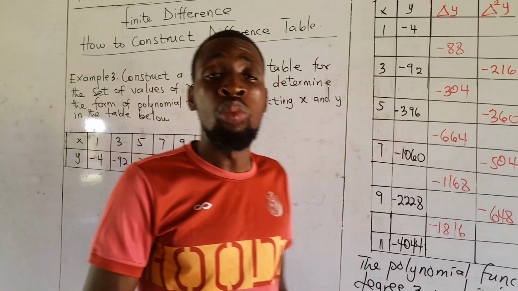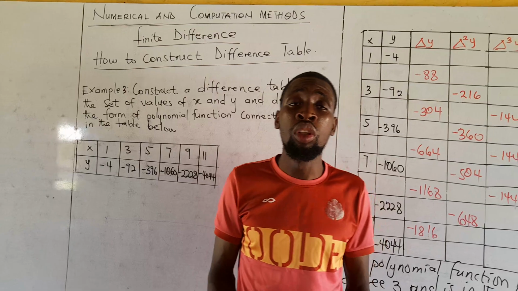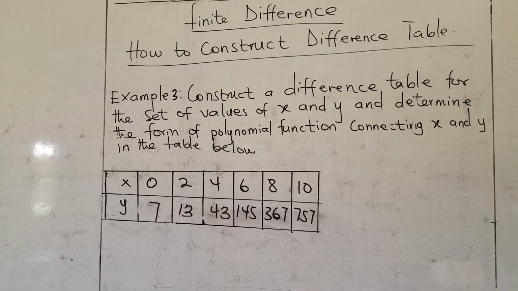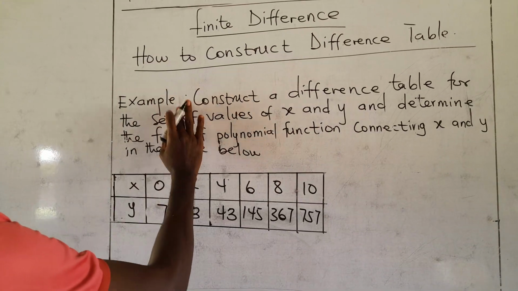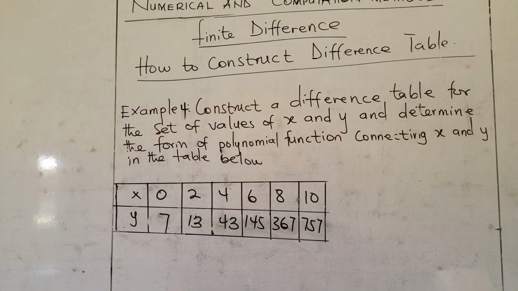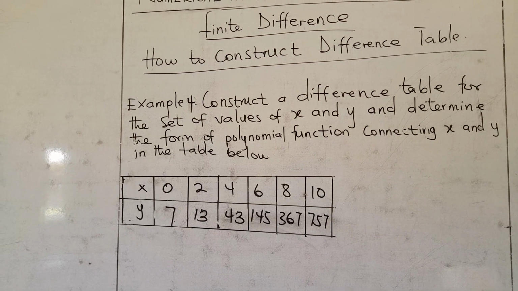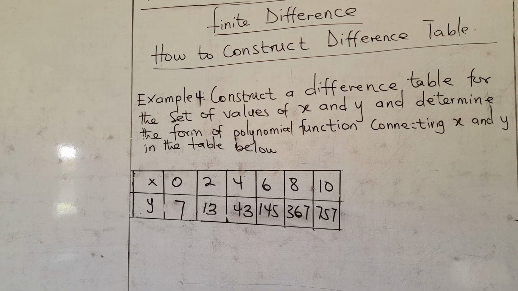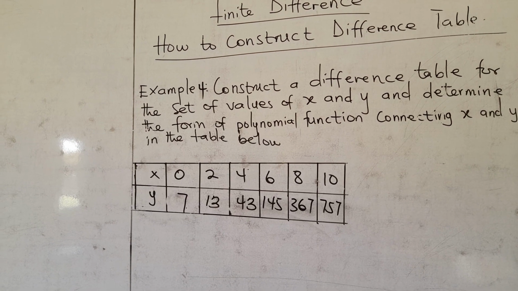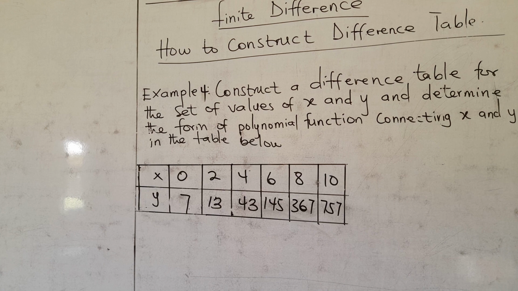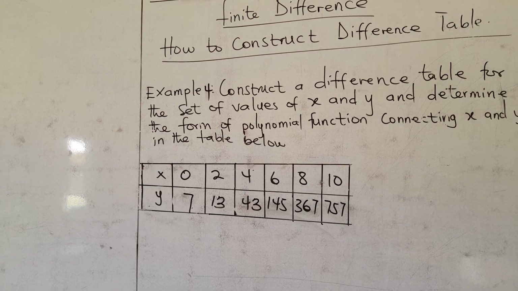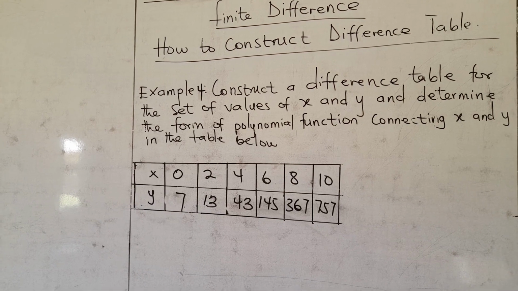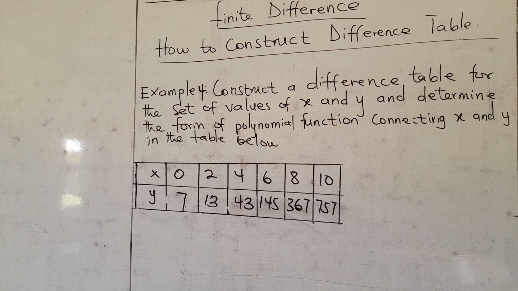We'll solve one last small question on how to construct a difference table, and we take it from there. So look at our fourth example. Please, you can pause the video and try solving. After that, you compare your answers with mine. They say construct a difference table for the set of values of x and y and determine the form of polynomial function connecting x and y in the table below. The x values range from 0, 2, 4, 6, 8 to 10, then the y values are 7, 13, 43, 145, 367, and 757.